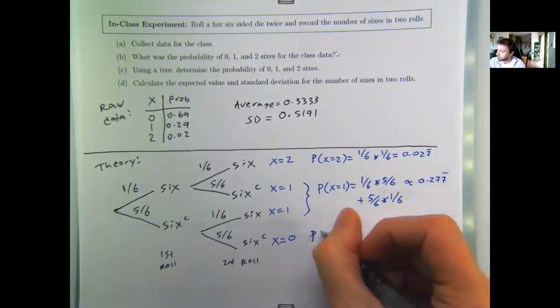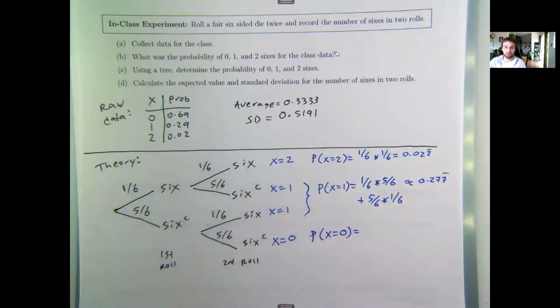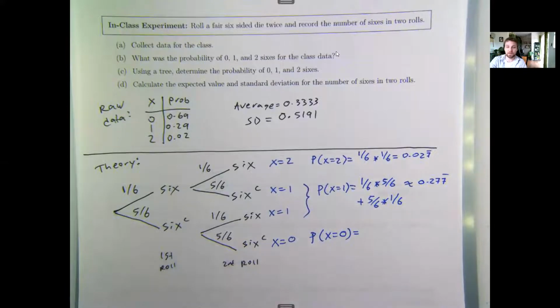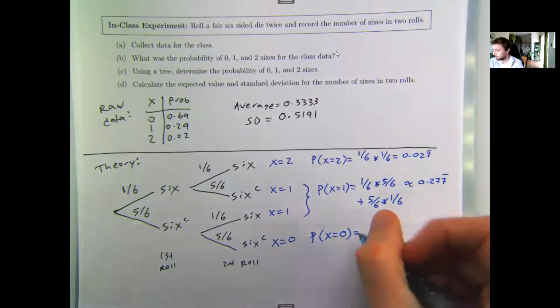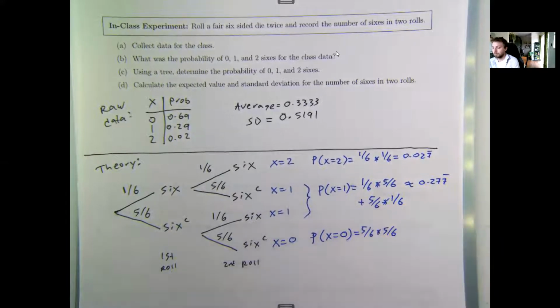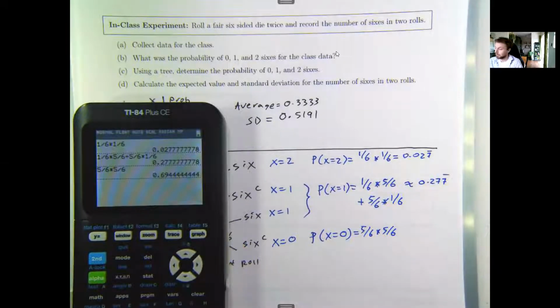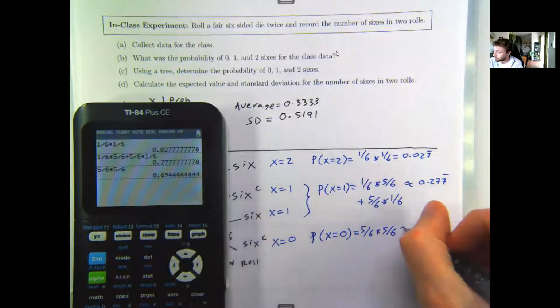Finally, let's look at the probability of getting 0 6s. That's down here at the bottom. So that's 5/6 for the first, and 5/6 for the second. I'm going to type this into a calculator. 5/6 times 5/6 is 0.694.